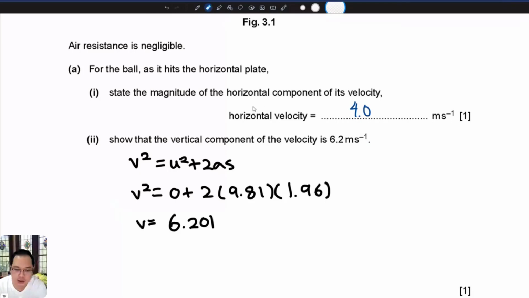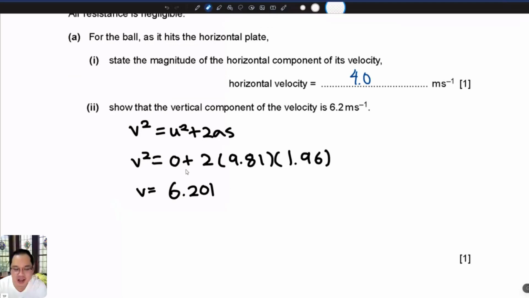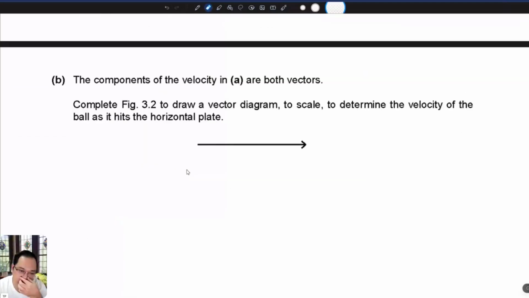6.2, beautiful. Do not need to take that many significant figures, huh? Just 6.2. Question B, the components of velocity are both vectors. Complete the figure, draw a vector diagram to scale, determine the velocity of the ball as it hits the horizontal plate.